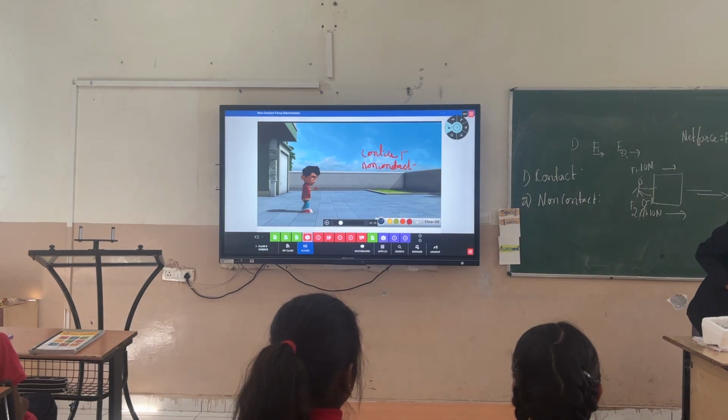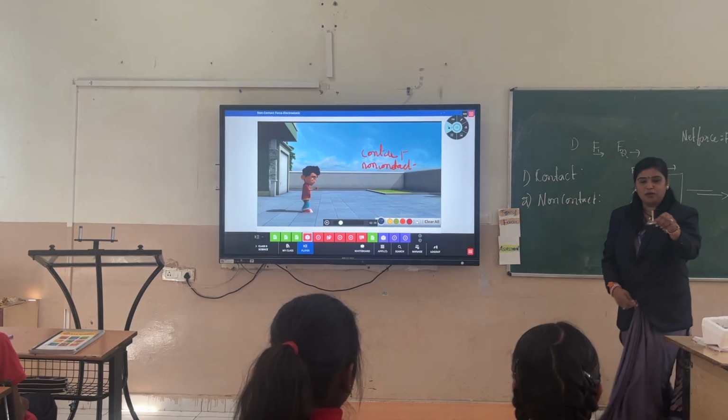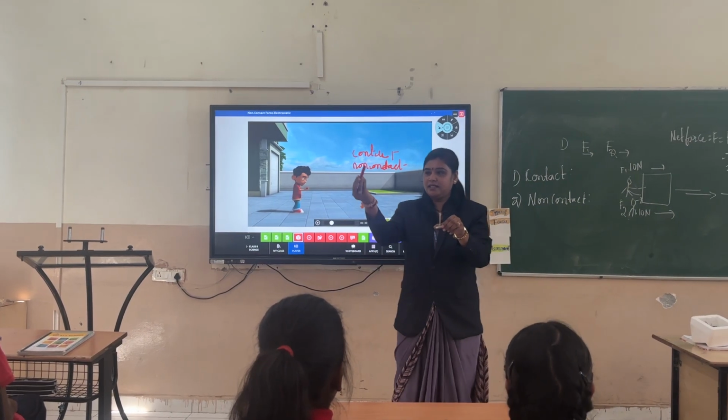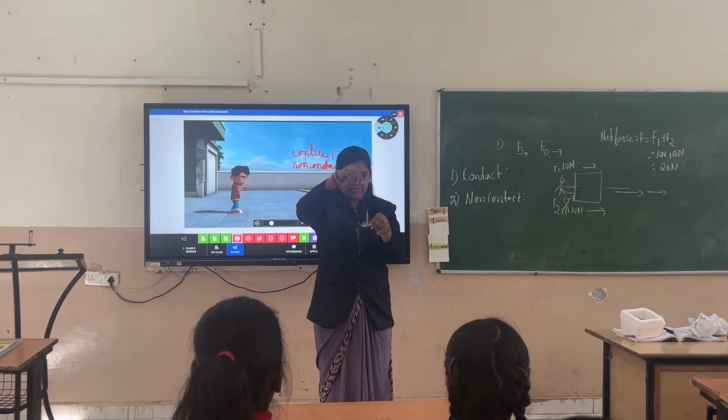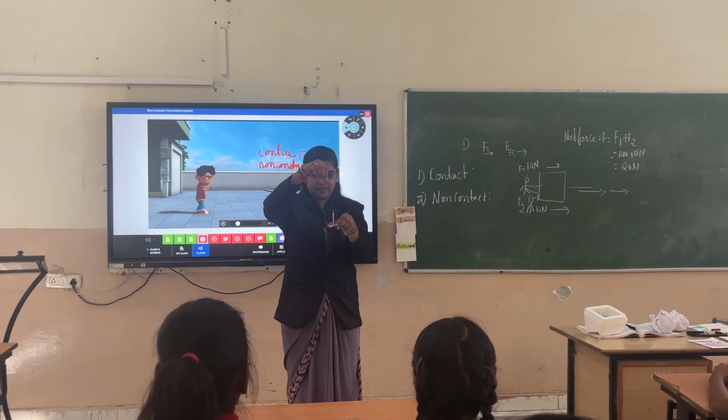So without making them connect to each other, I can make something exert some force. This is the needle I am holding in my hand. This is the magnet. I just rotate the magnet around it. Can you see the deflection in this?